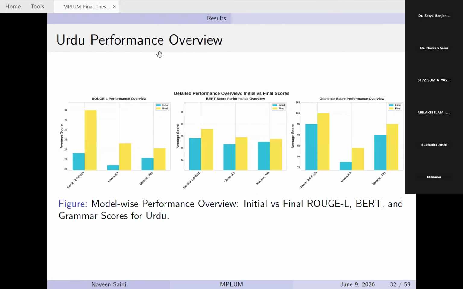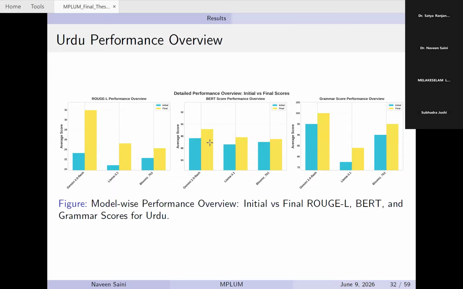Similarly, the Urdu performance overview: initial versus final Rouge score, BERT and grammar score. You can say Rouge is totally increased, BERT score is also increased, grammar score is also increased. This is a visualization of the scores.